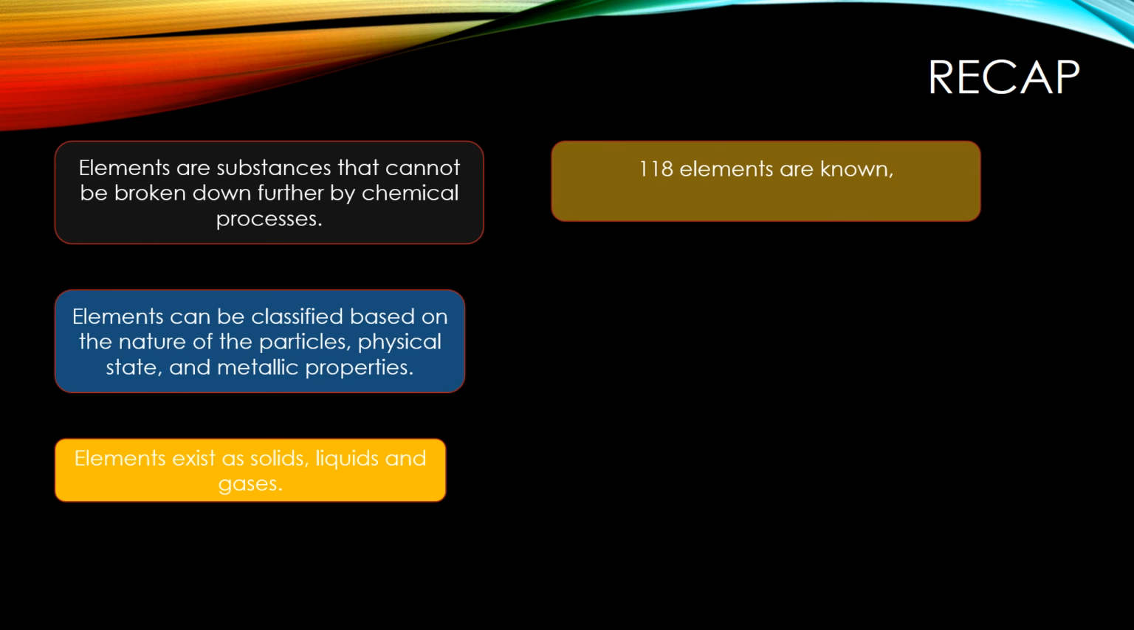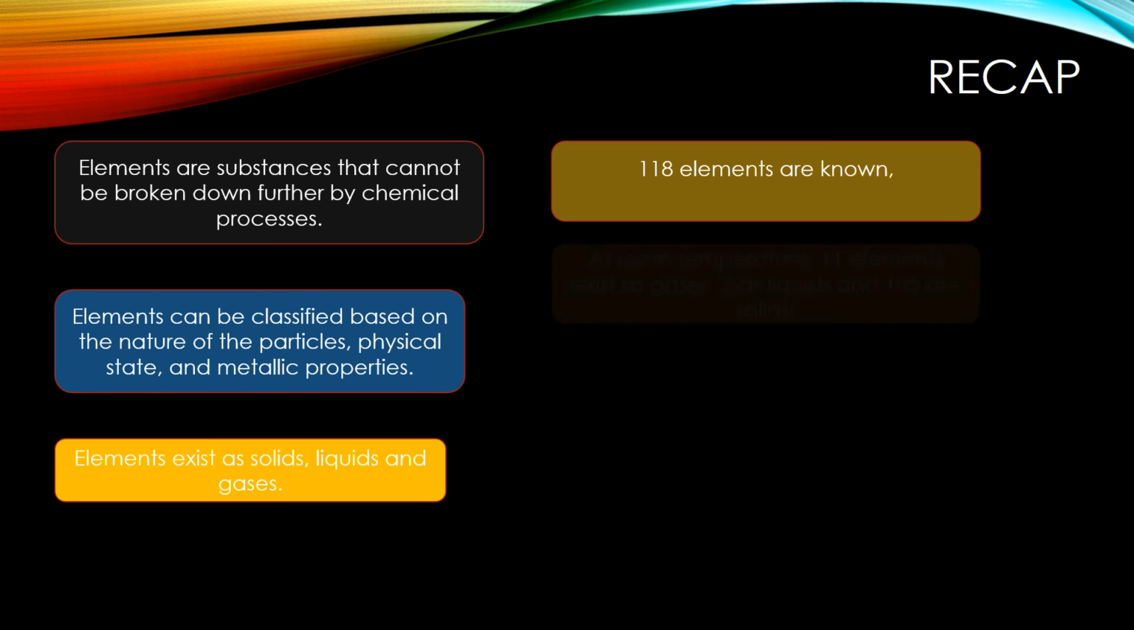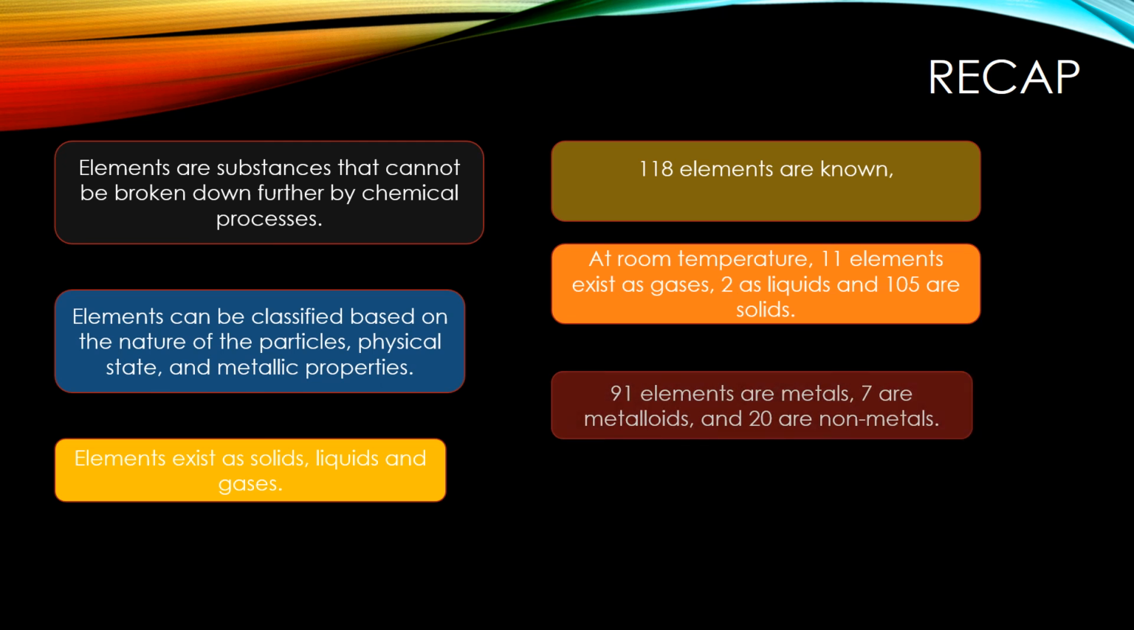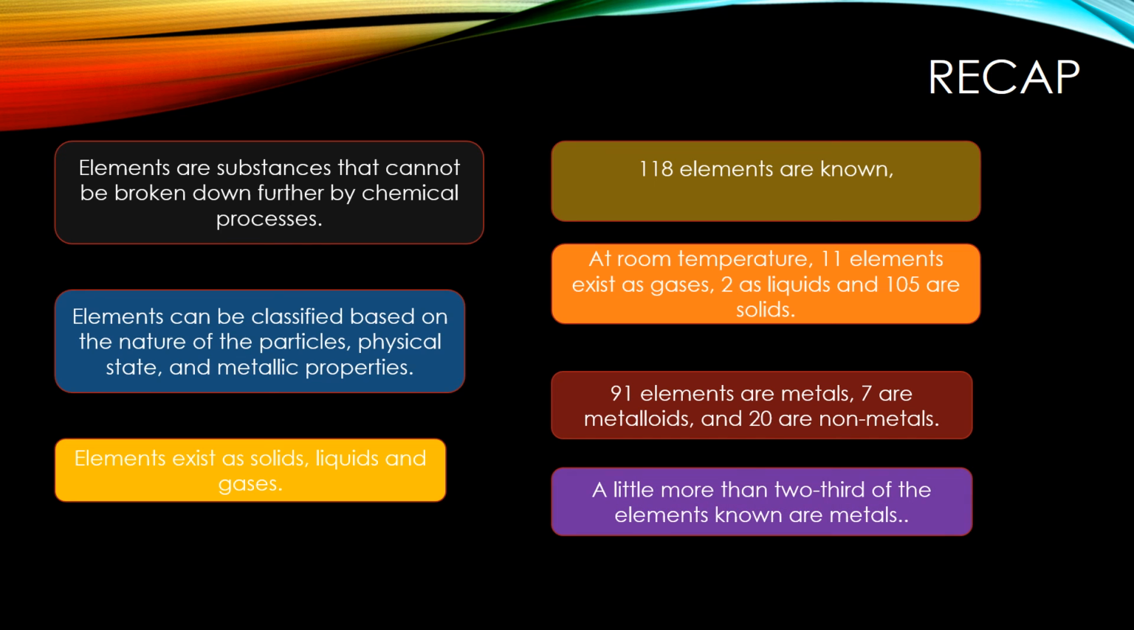There are 118 elements known. At room temperature, 11 elements exist as gases, 2 as liquids, and 105 as solids. 91 elements are metals, 7 are metalloids, and 20 are nonmetals. A little more than two-thirds of all the elements known are metals.